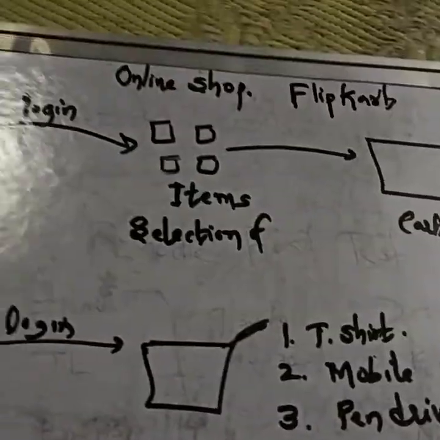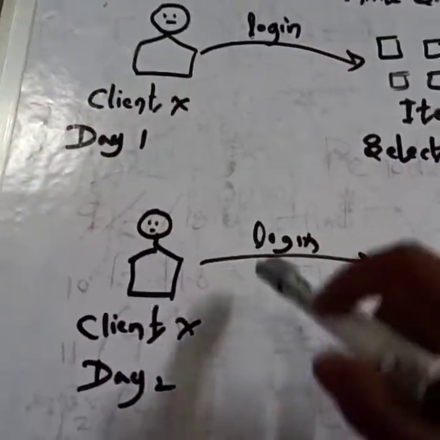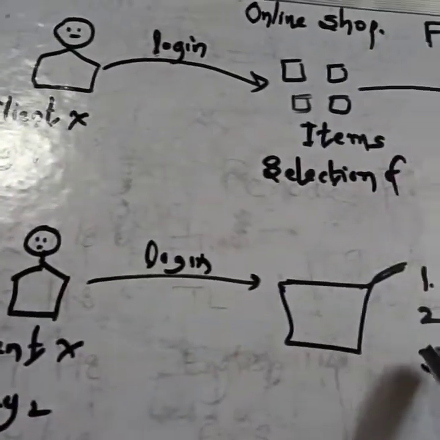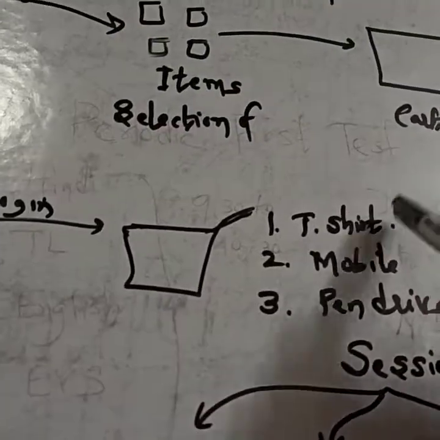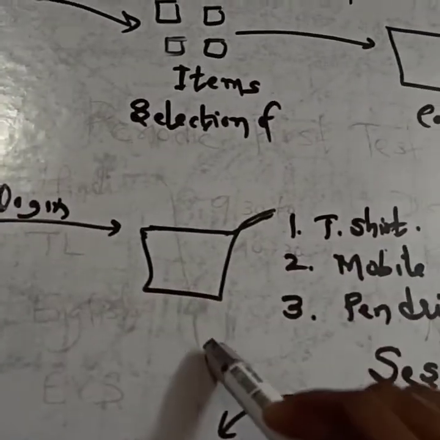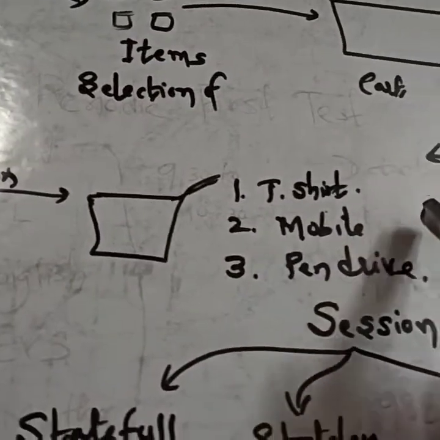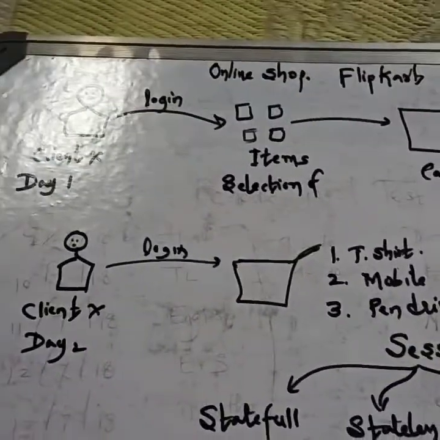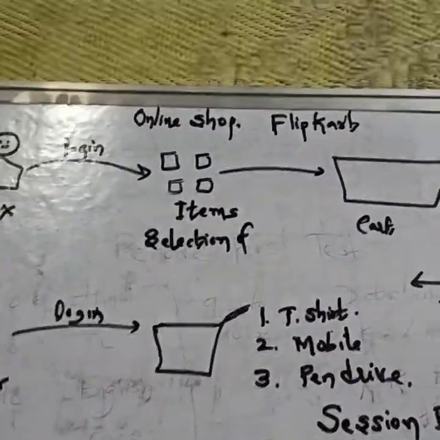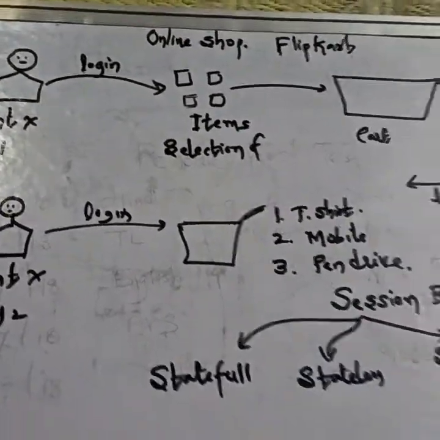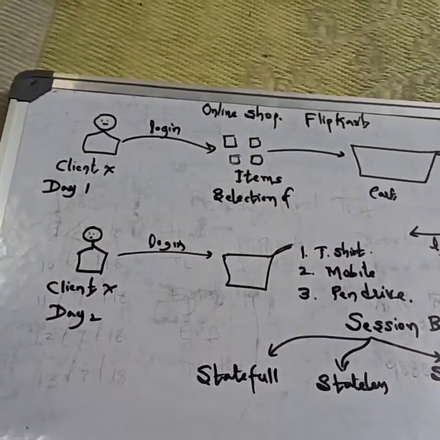After some minutes, some seconds, a few days, or immediately on the next day, day 2, when the client logs in to this online shop, he or she is able to find whatever items were previously added to the cart. That is, client X has added a t-shirt, mobile and pen drive. This is an example of what? That is conversational state. Here the EJB application installed on the server, particularly the stateful session bean, is maintaining a conversational state.